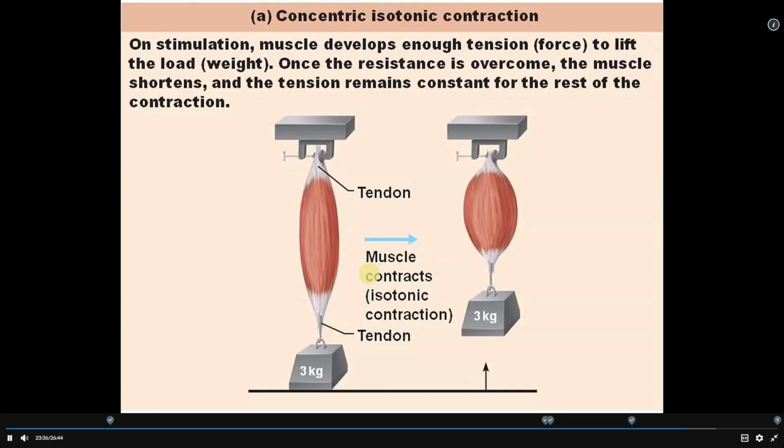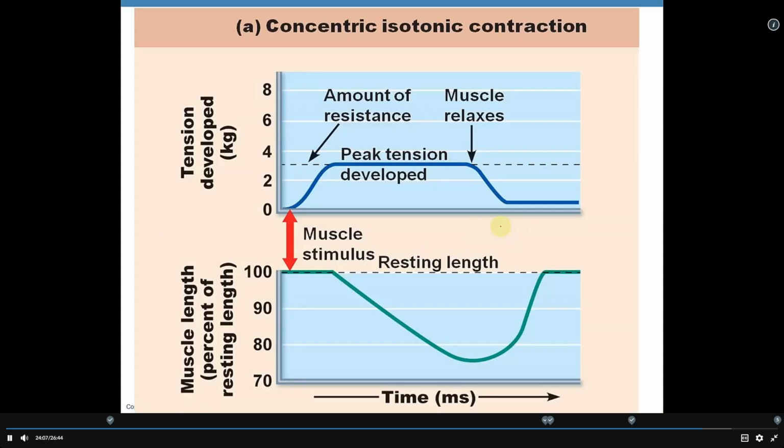So let's take a look here. And this is going to be isotonic concentric. So here we have a muscle, and it is attached up the top here. And at the bottom part, you've got a 3 kilogram weight on it. So it's stretched out. Then we're going to stimulate the muscle, usually with an electrical impulse. And you can see the muscle shortens, and it moves the load. So isotonic because the length changes, concentric because it shortens. Okay, and I'll let you look at these graphs on your own. It's just showing you what happens with isotonic concentric.